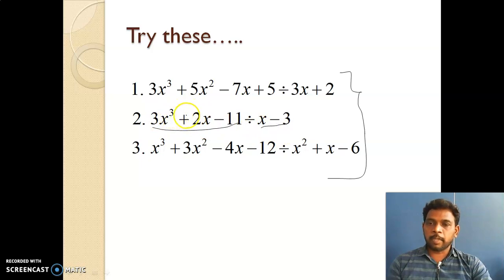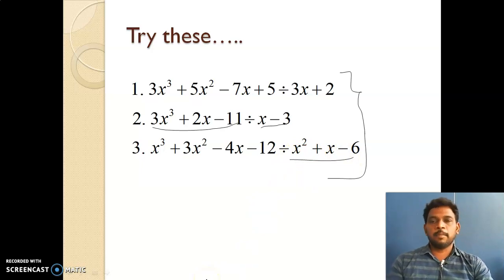That is, here x cube, next one x square, we need x square, it is not there. So instead of that, add 0x square and divide it. Okay, so this is also a cubic polynomial, and you are going to divide this by the linear, that is quadratic polynomial here. Okay, so try these sums.